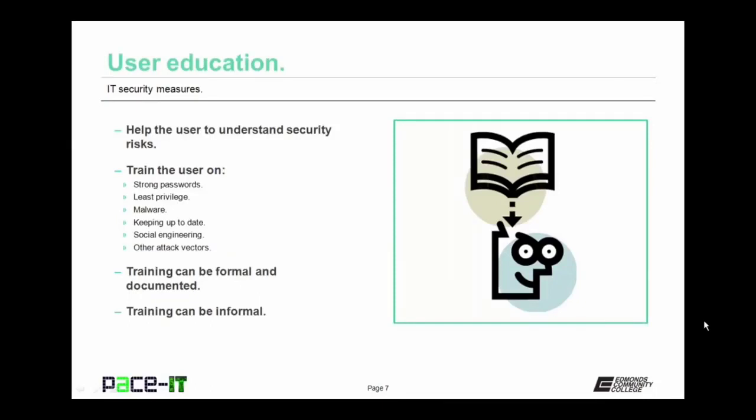You need to help the end user understand security risks. Because of that, you need to train users on what strong passwords are. You should keep them informed about the principle of least privilege. They need to be aware of malware attacks that are out in the wild and that they may be subject to. Help the user to understand how important it is to keep everything up to date, how to resist social engineering attacks, and what other attack vectors are out there.